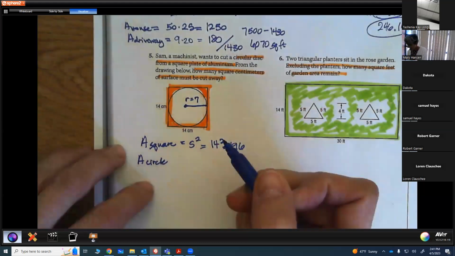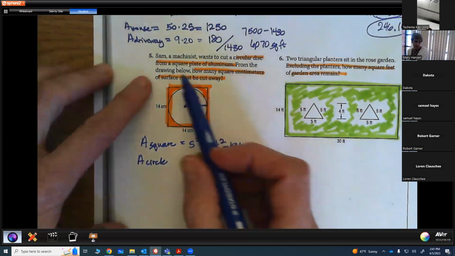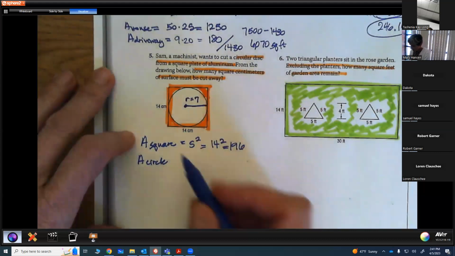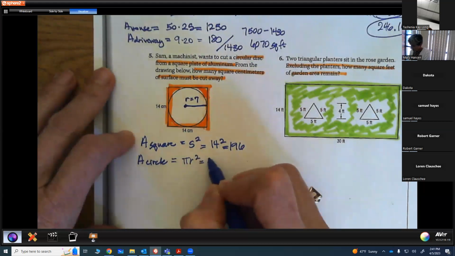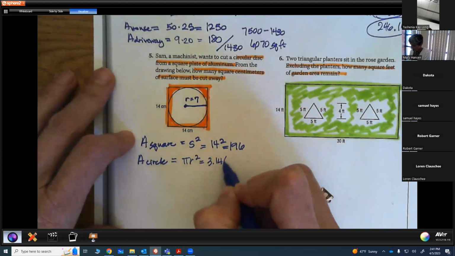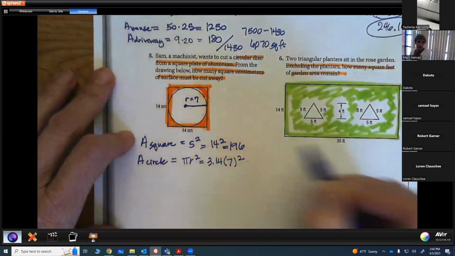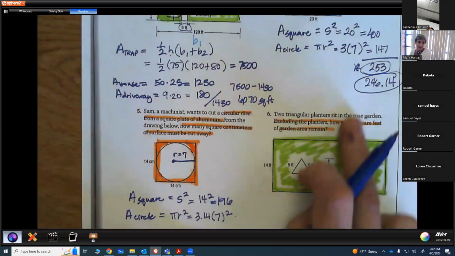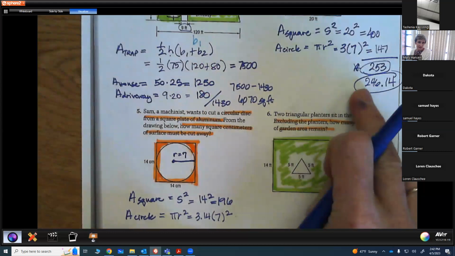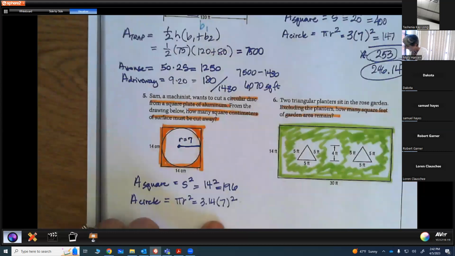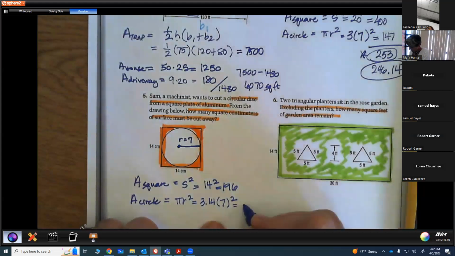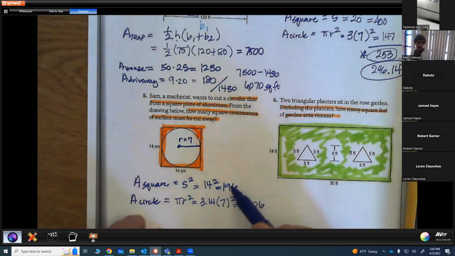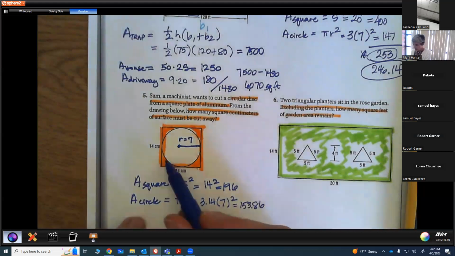And since it doesn't say estimate or approximate, let's use a more exact answer. We're going to do pi r squared, and let's do 3.14 this time times 7 squared, which actually is the same as what we just did up here. And that more exact answer is 153.86. And I'm going to subtract these two values because I'm only trying to find the edges.